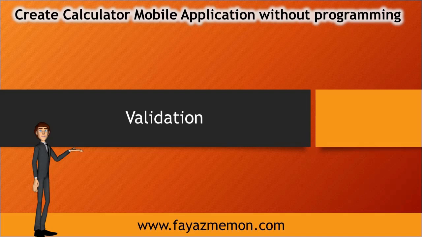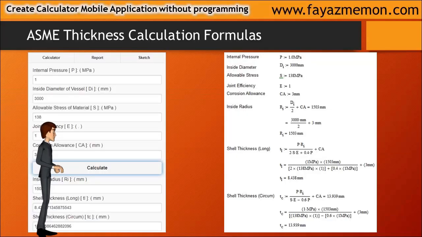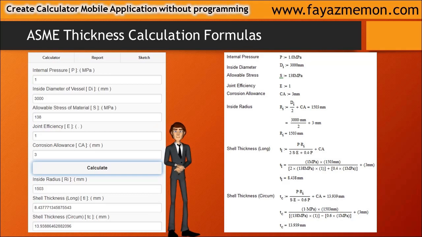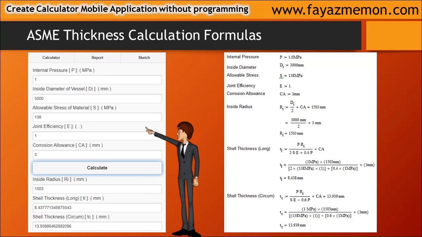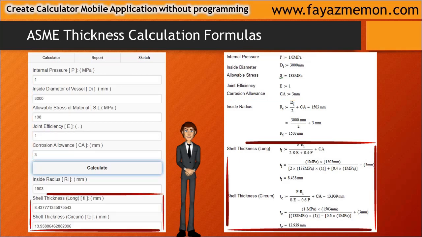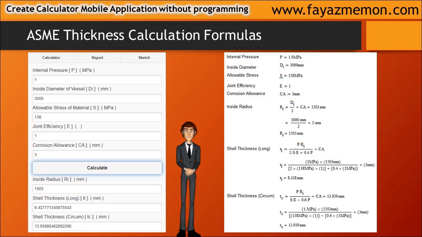Now validate the shell thickness calculator. This is shell thickness calculator. And this is manual calculation of shell thickness. Input values are same in both sides. Shell thicknesses are also same. Therefore, shell thickness calculator is validated.